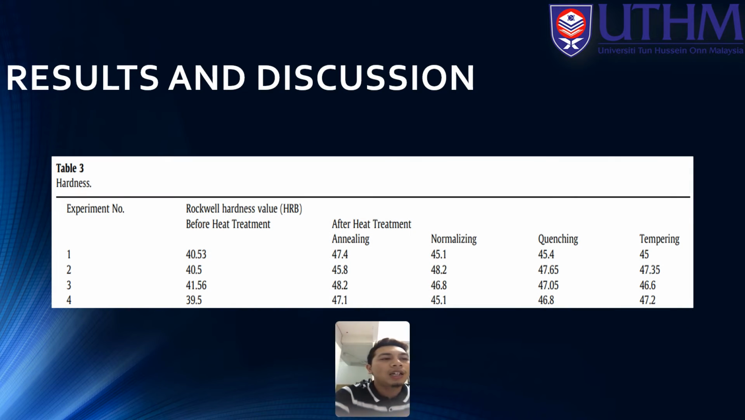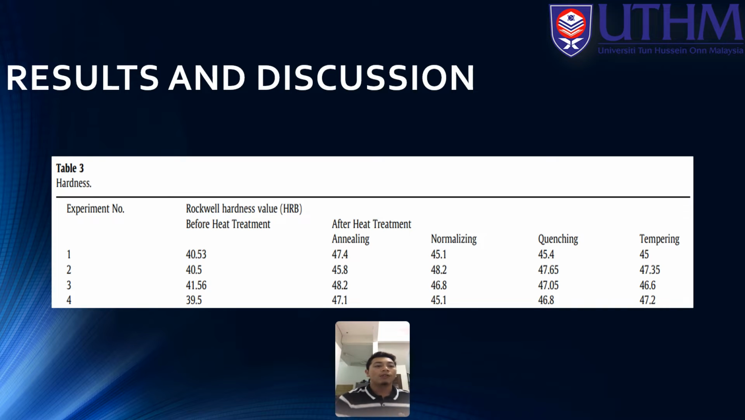As you can see in Table 3, hardness, there are 4 experiments and the Rockwell hardness value HRB before heat treatment, and after heat treatment: annealing, normalizing, quenching, and tempering. So for number 1, HRB is 40.53. After heat treatment, annealing is 47.4, normalizing 45.1, quenching 45.4, and tempering 45.